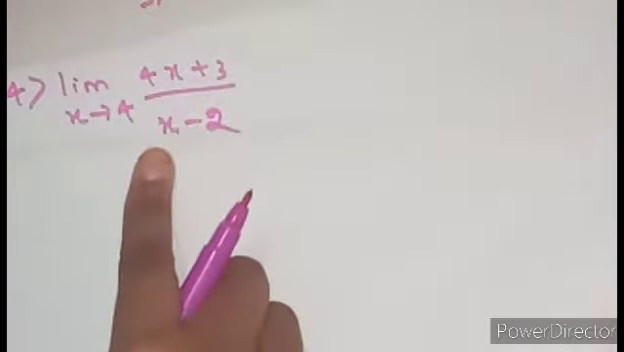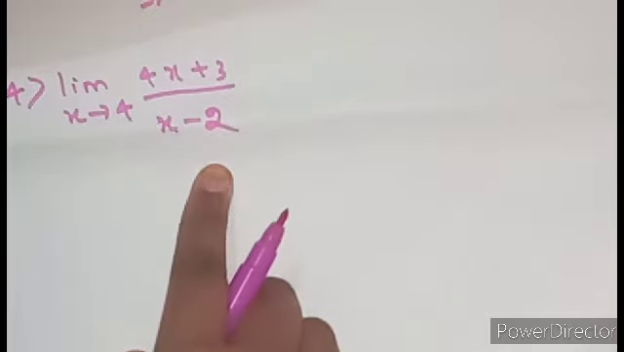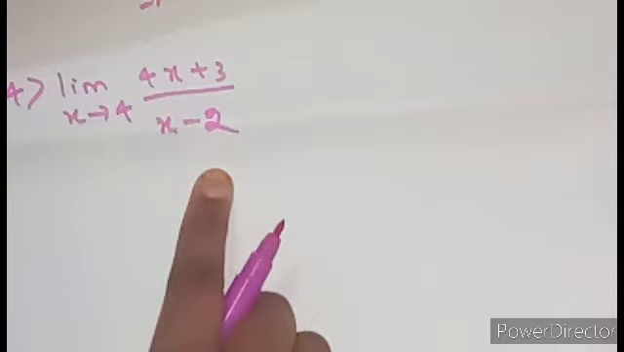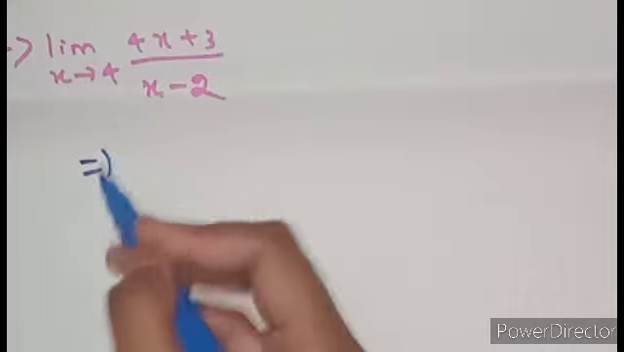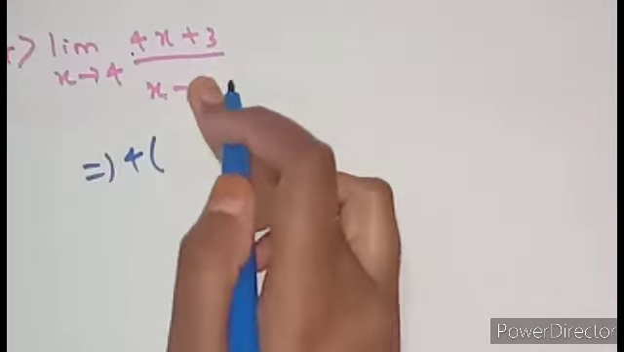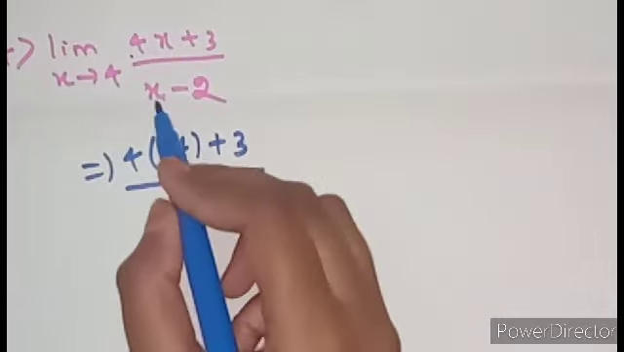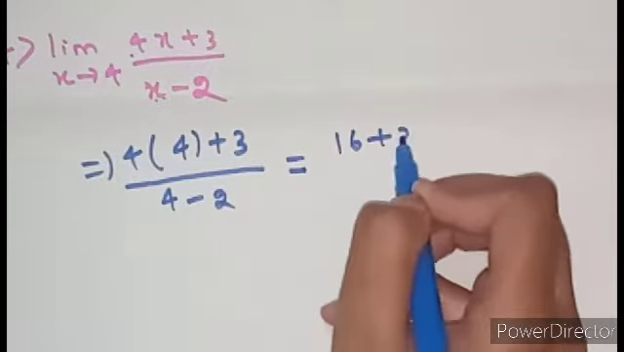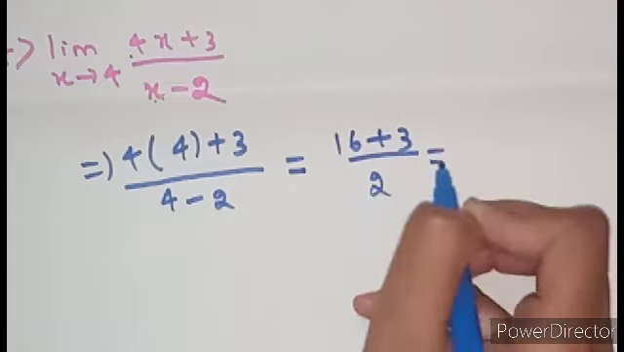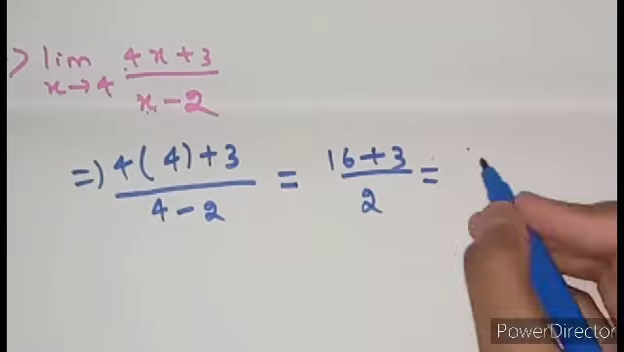So the fourth question is limit x tends to 4, x plus 3 by x minus 2. So since x is tending to 4, in place of x we have to use 4, right? So substitute 4. First 4 as it is. In place of x we have to use 4, right? So 4 plus 3 as it is. Again 4 minus 2, right? 4 plus 3 is 7... 4 fours are 16 plus 3. 4 minus 2 is 2. 16 plus 3 is how much? 19, right? 19 by 2.